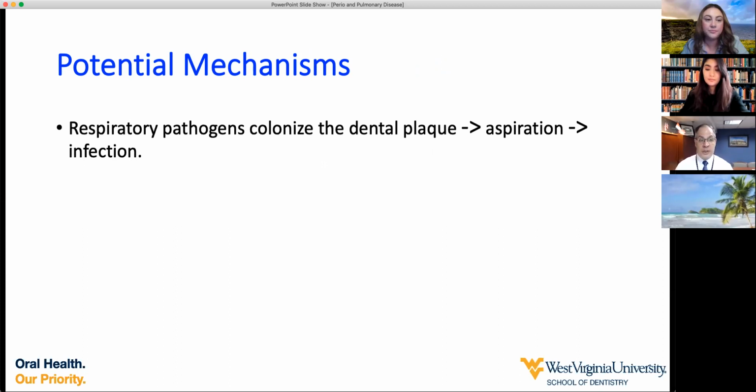Well, the first is a direct infection. You have respiratory pathogens that may be colonizing the dental plaque. We know that those pathogens are in the oral cavity. The individual can aspirate them, or they can be introduced through intubation, and an infection can ensue in the pulmonary system.